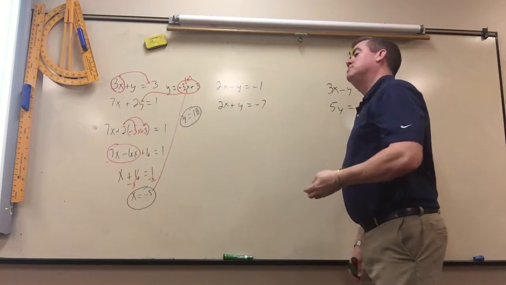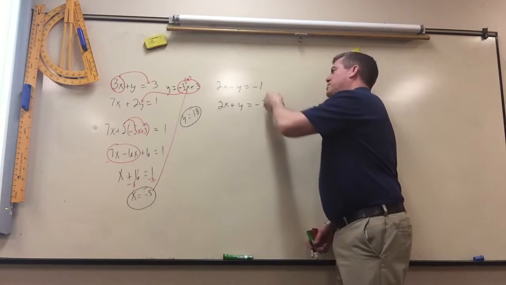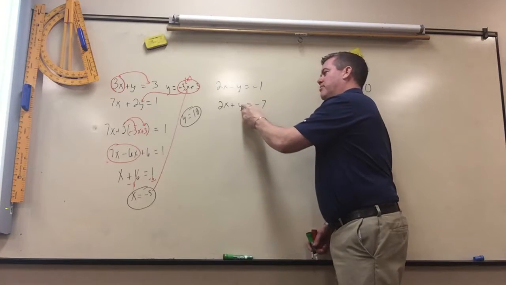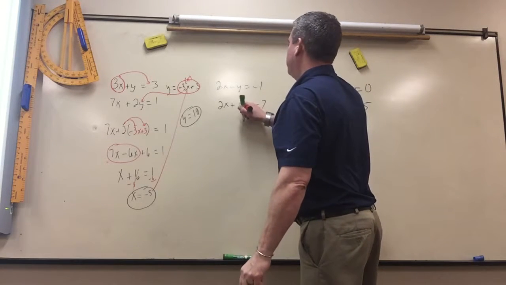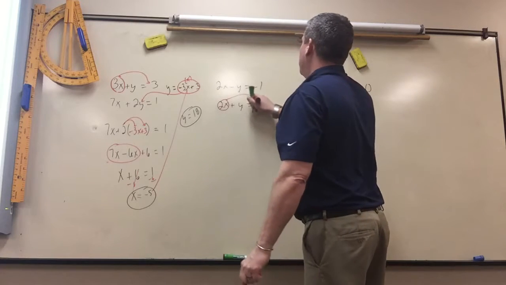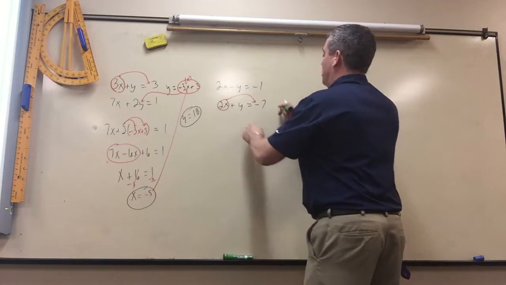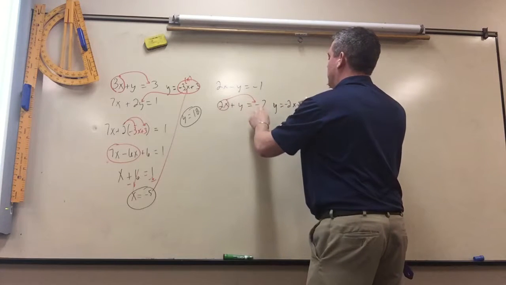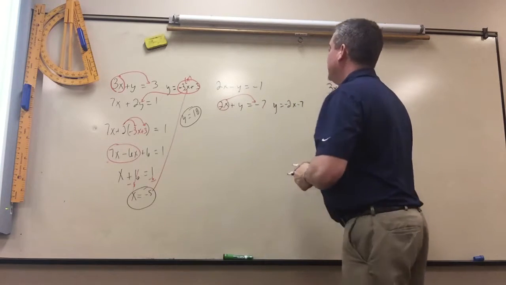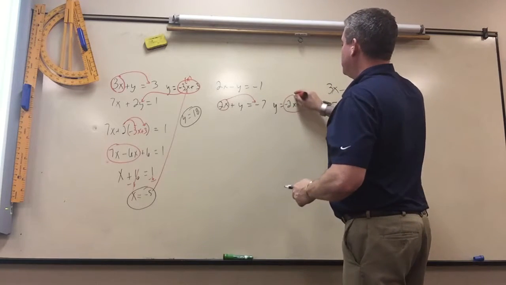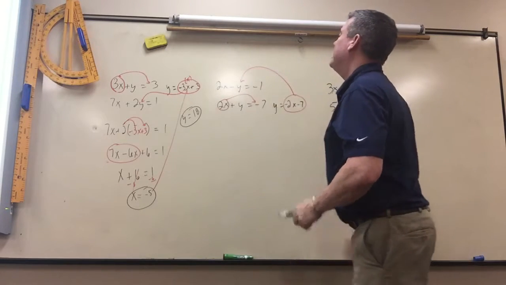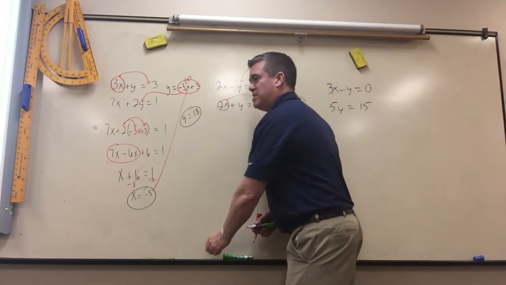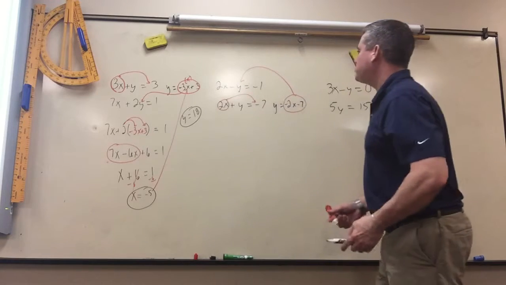So on this one, which one would you rearrange, the top or the bottom? Bottom. Get this by itself. So I would just move this over. So it would be y equals, this would change from positive to negative 2x minus 7. So then I've got to plug this in for that. A lot of times it's the y that gets by itself.